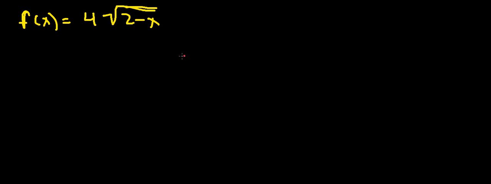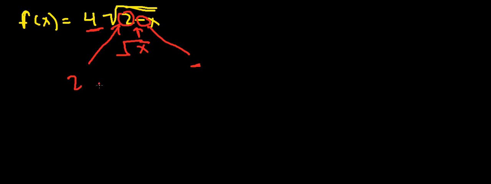So the first thing we're going to have to do is look at the transformations. We can see that there is a transformation here where we have 4 being multiplied by our base function, which is the square root of x. So our base function is the square root of x. But also we have a minus sign here. So a minus sign, and we have 2. So we also have a constant being added to an x. So what we need to do is sort out what all of our transformations are going to be doing.